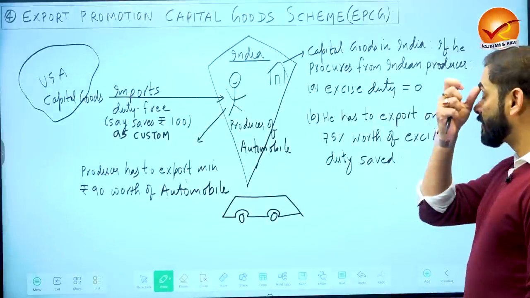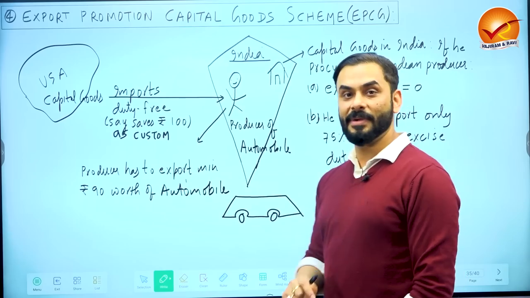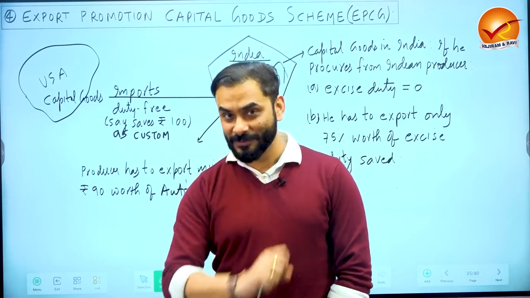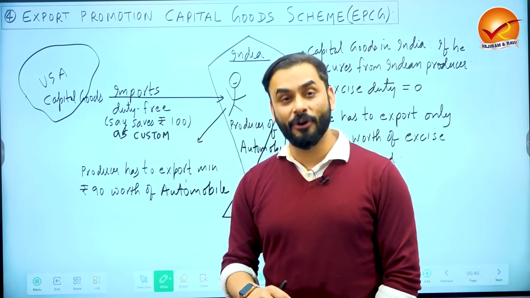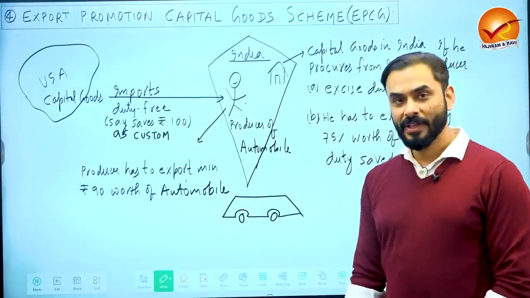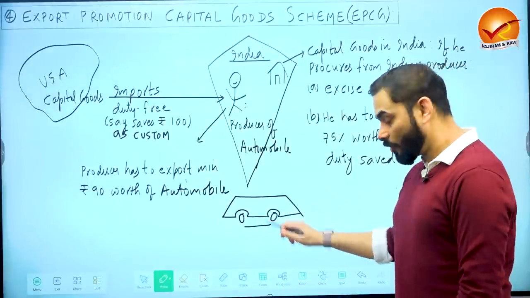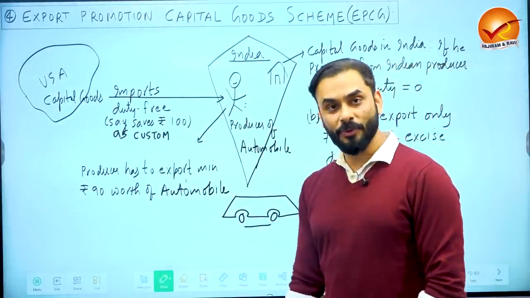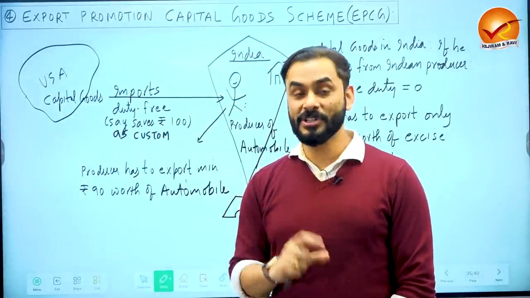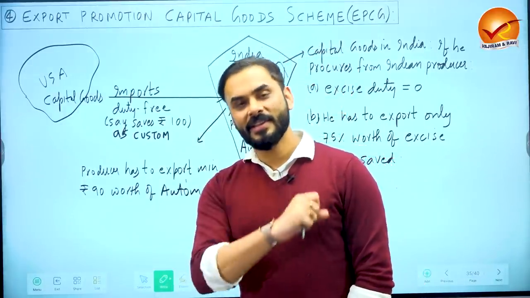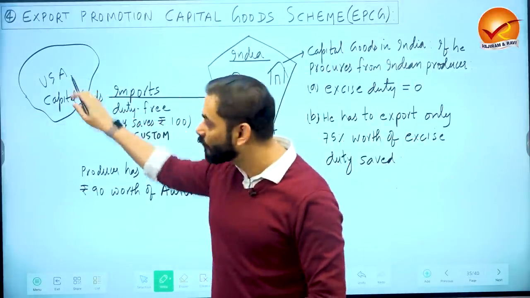Now guys, let us look at this interesting scheme called the Export Promotion Capital Goods Scheme. A very, very interesting scheme. I'll tell you a story and you should be careful about the details of the story. You see, let's start the story with somebody who is manufacturing automobiles in India. So suppose this guy has a factory in India, right? And in that factory, he is manufacturing automobiles. To manufacture automobiles in India, he needs a particular machine. All right, a capital good. Machine is a capital good. Where does he get this machine from? So suppose this guy, who is the factory owner, buys the machine from USA.